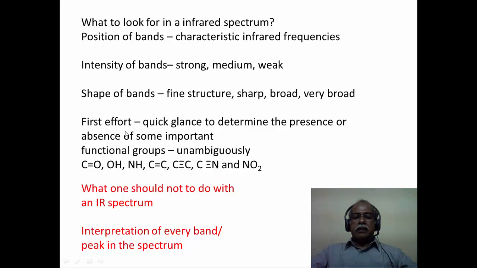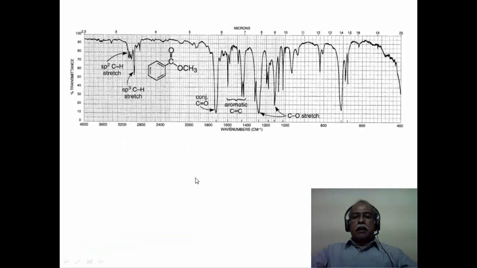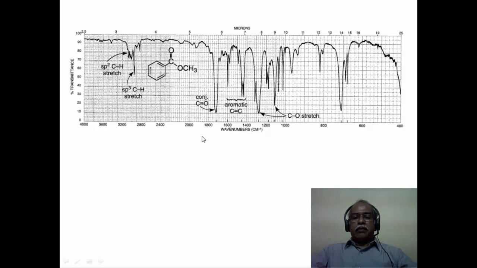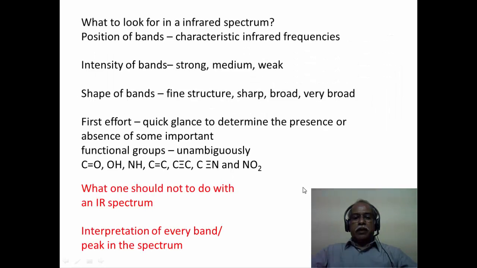In the very first effort, a very quick glance can determine the presence or absence of some of the important functional groups unambiguously. For example, the carbonyl functional group, whether it is there or not, will typically appear in the region between 1600 and 1800 inverse centimeters. Similarly, OH has a special region, NH has a special region, C double bond C has a special region. Likewise, these functional groups can be unambiguously detected, and one can tell from the infrared spectrum in a definitive manner whether these functional groups are present or not. So that is what the infrared spectrum is generally used for.